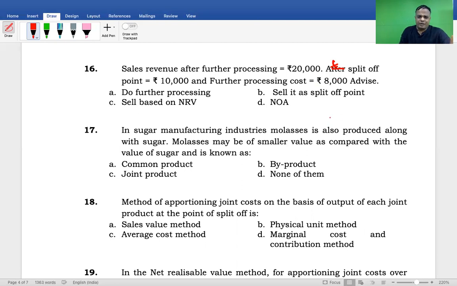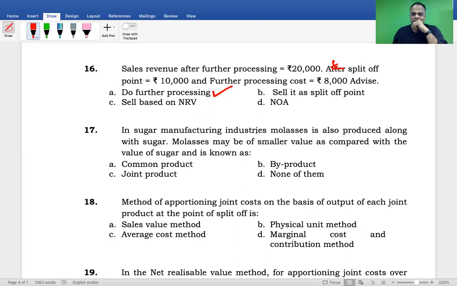Because sales revenue after further processing is 20,000 and at the split off point is 10,000, we are getting an additional benefit of 10,000 due to further processing. But for the same further processing, the cost is only 8,000. Still, the remaining 2,000 is additional profit. Therefore, what to do? Better we do further processing. Easy or not? Yes, sir.